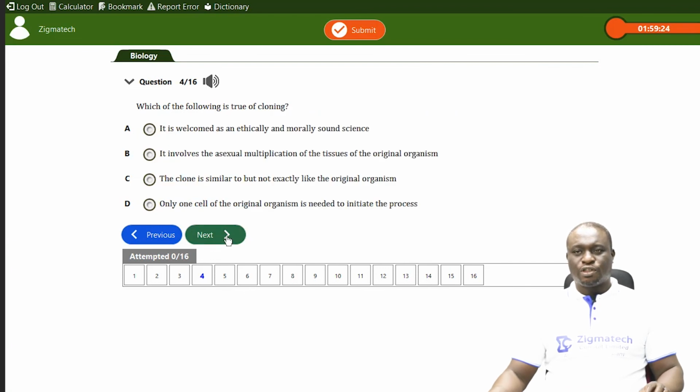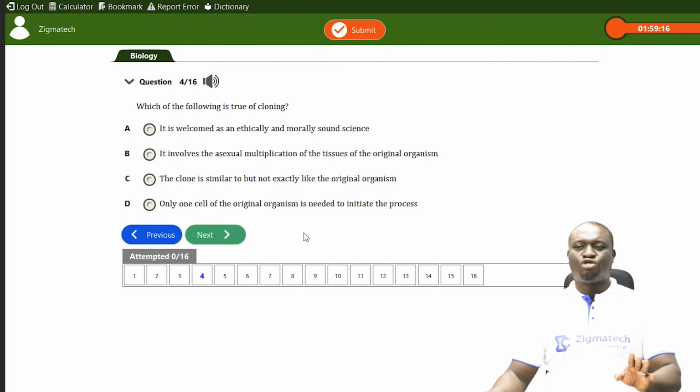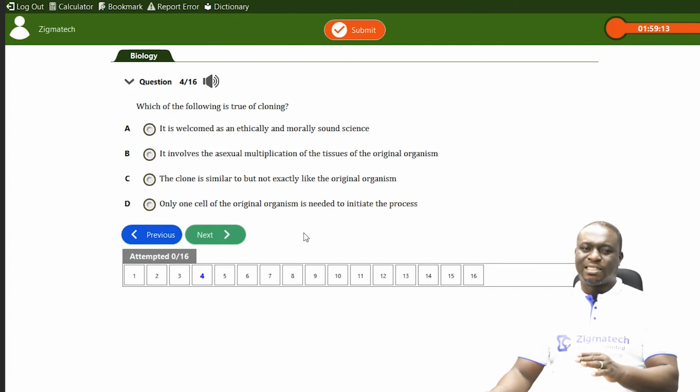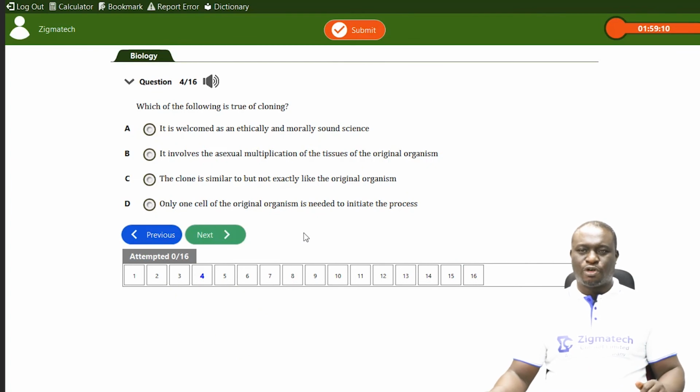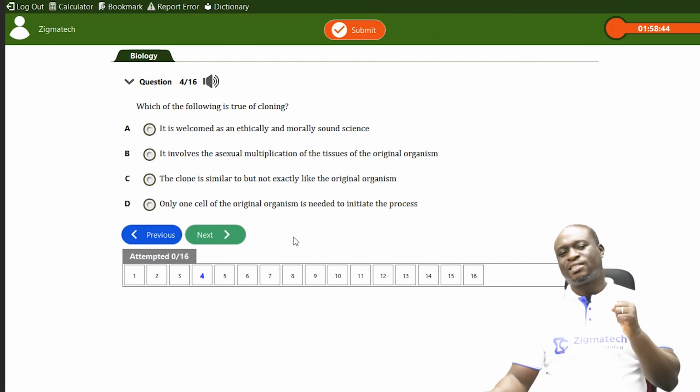Now let's take a look at other questions. Okay, let's look at this. Question 4. Which of the following is true of cloning? Remember, we talked about cloning as the resulting offspring of asexual reproduction. A, it is welcomed as an ethical and morally sound science. B, it involves the asexual multiplication of the tissues of the original organism. C, the clone is similar to but not exactly like the original organism. And D, only one cell of the original organism is needed to initiate the process. The correct answer is D.